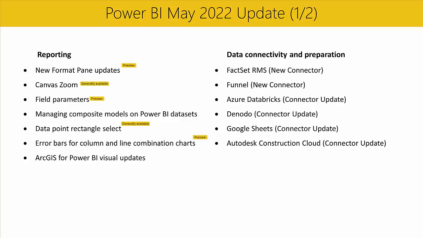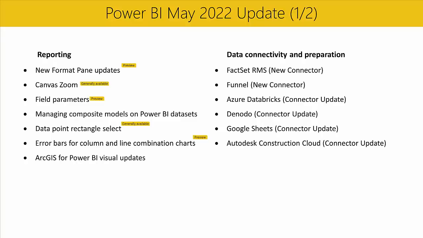Next, in the Data Connectivity and Preparation section, we have several new and updated connectors for you this month. First, we're excited to introduce the FactSet RMS connector. This connector leverages the power of FactSet's IRN API to integrate research data into Power BI. This allows users the flexibility and control to customize how they consume FactSet's IRN using Power BI's data visualizations. Other data sources can also be integrated to further enhance the Power BI experience.